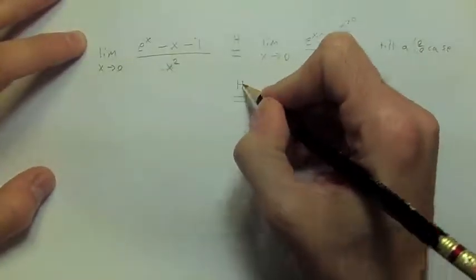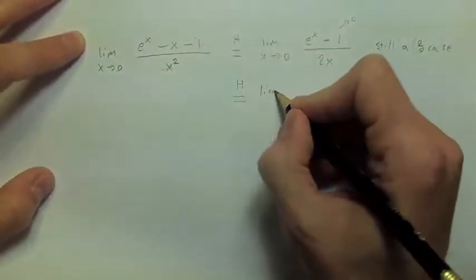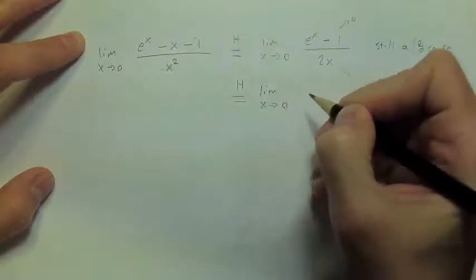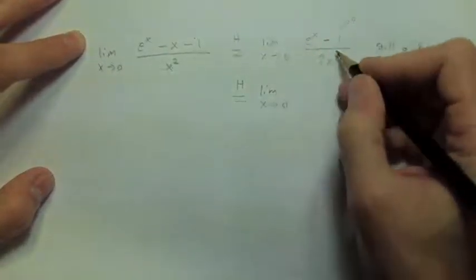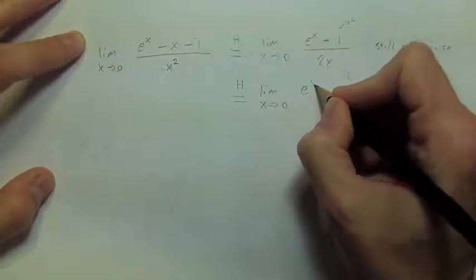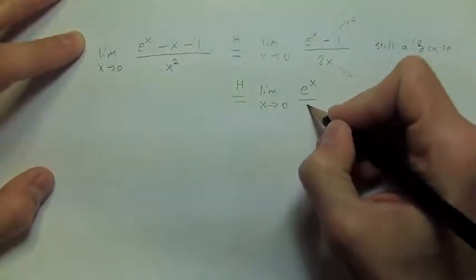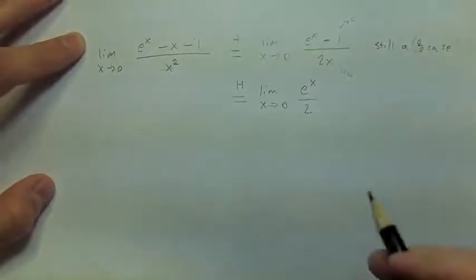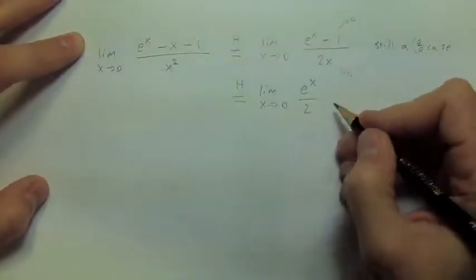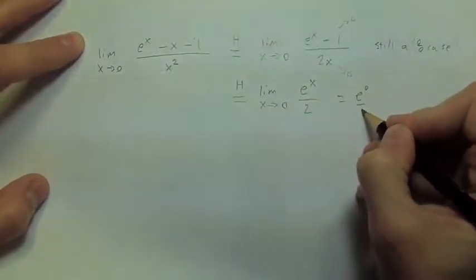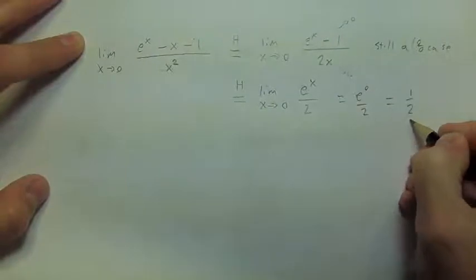So we'll just apply L'Hôpital's rule again and get the limit as x goes to 0. The derivative of the top is e to the x over the derivative of the bottom, which is 2. And now we can plug and chug. If you plug in 0, you get e to the 0 over 2, which is 1/2.